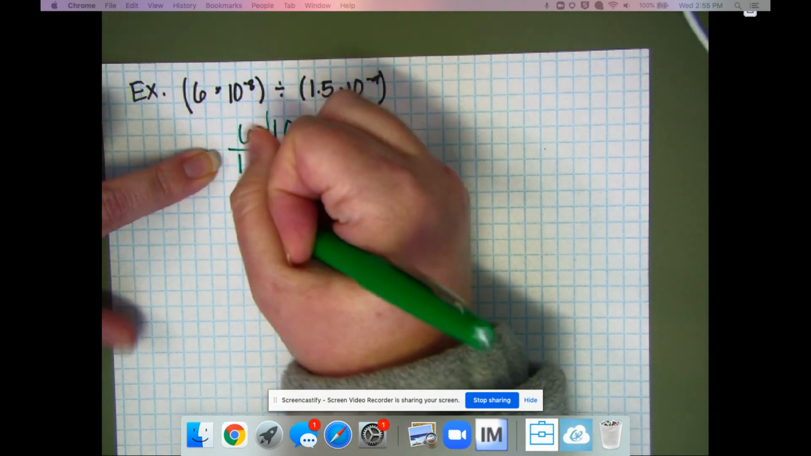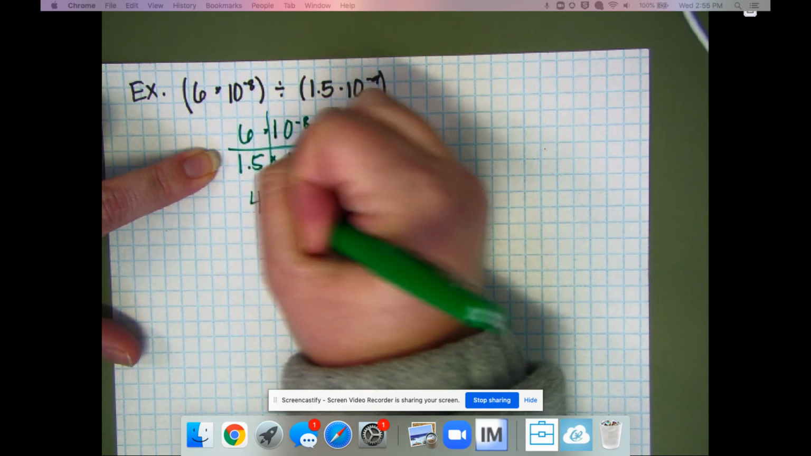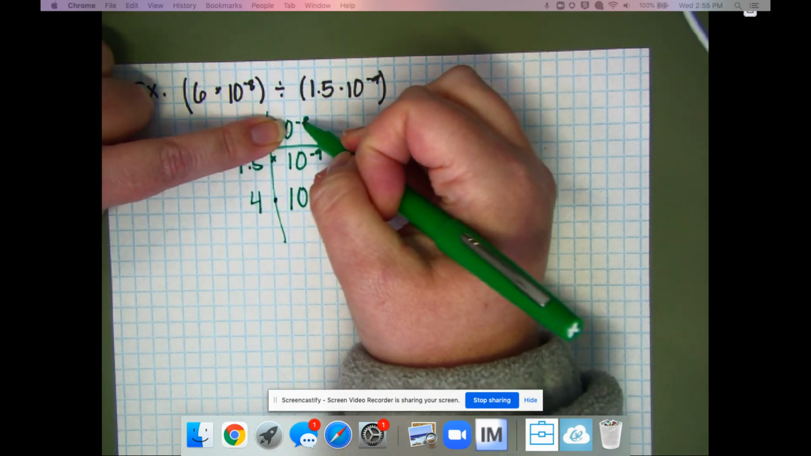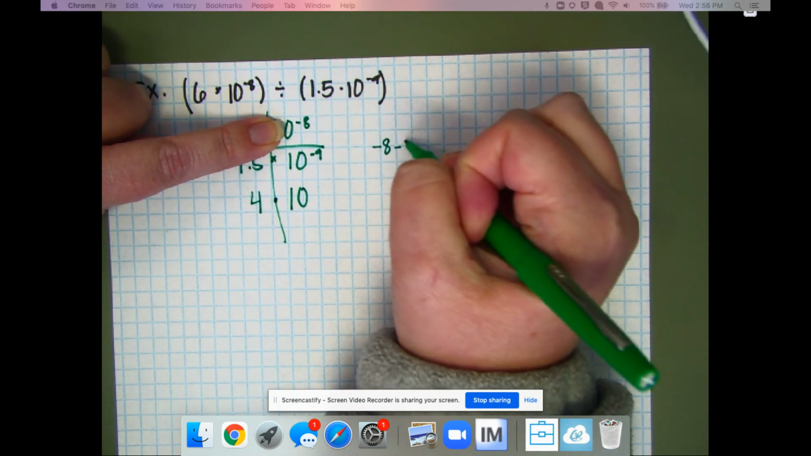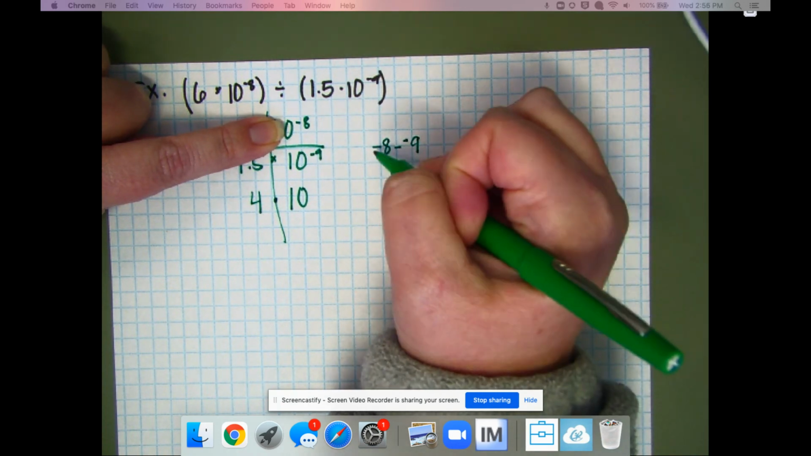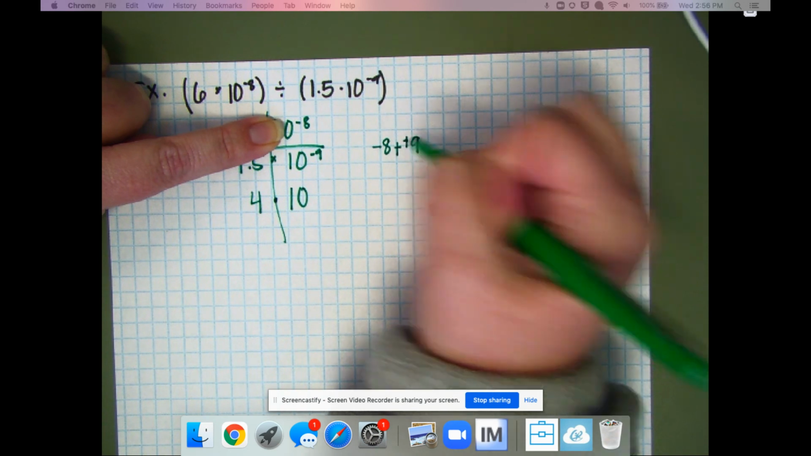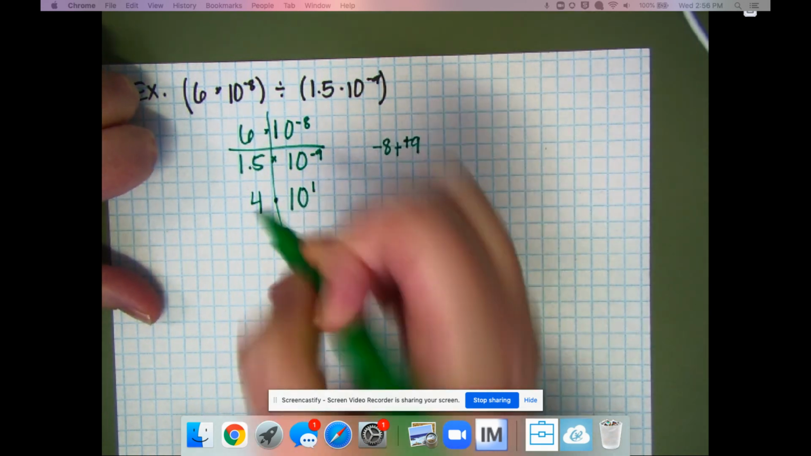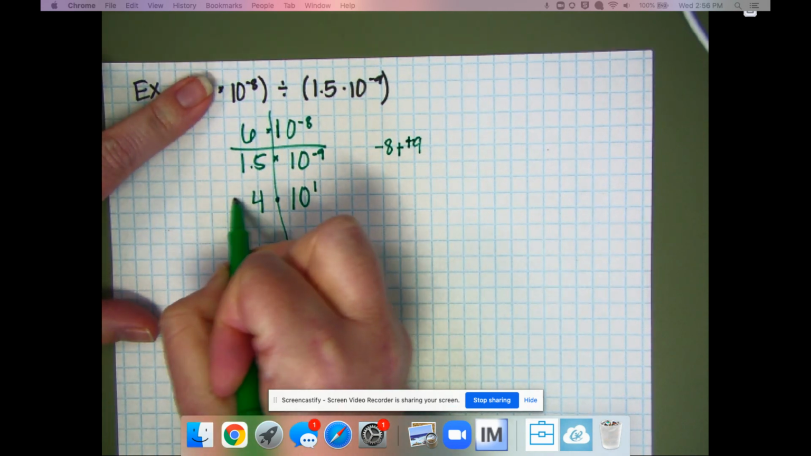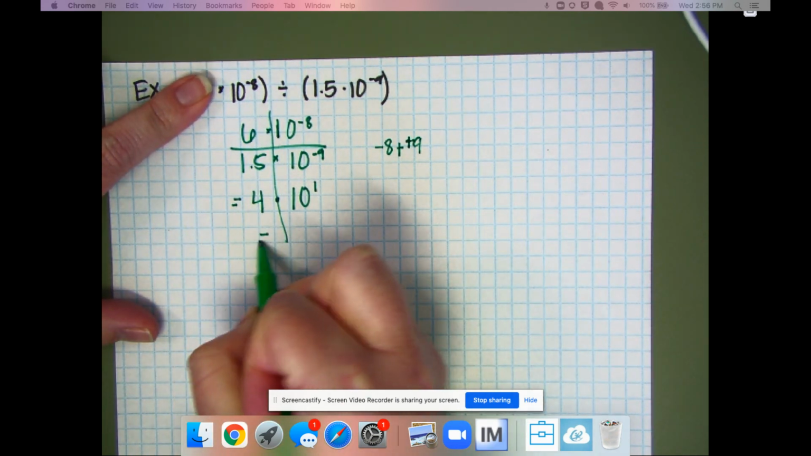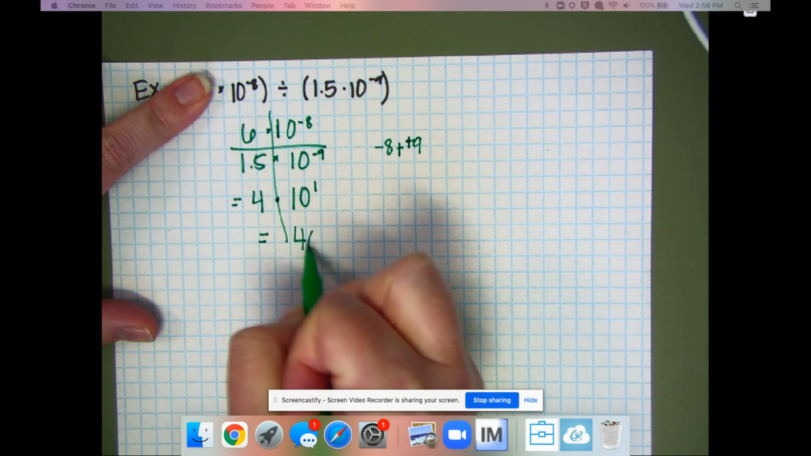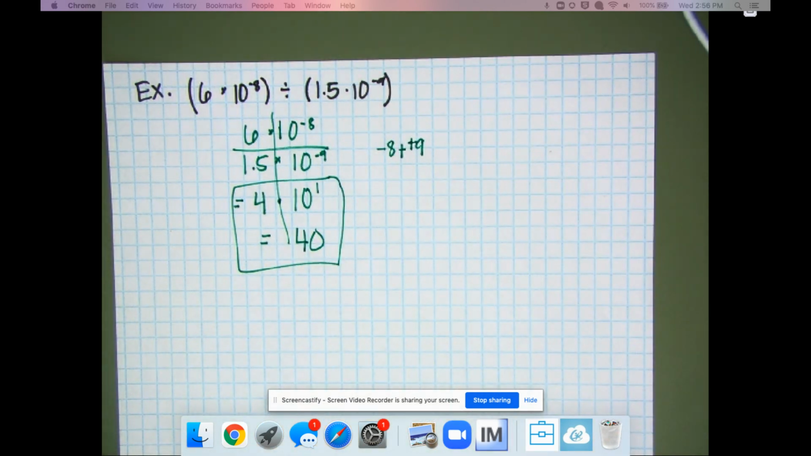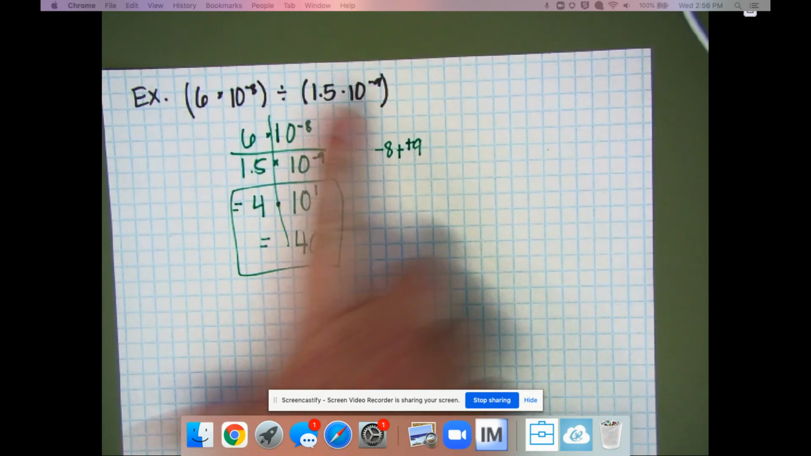So 6 divided by 1.5 is 4, and that is times 10. And so negative 8 minus negative 9 is the same as negative 8 plus the opposite of negative 9. And so that is a positive 1. This is in scientific notation, so that is a good answer. And it also equals 4 times 10 is equal to 40. So those two answers would be acceptable for this answer.